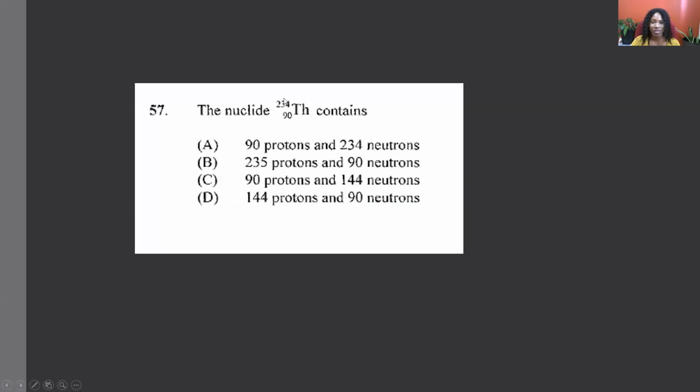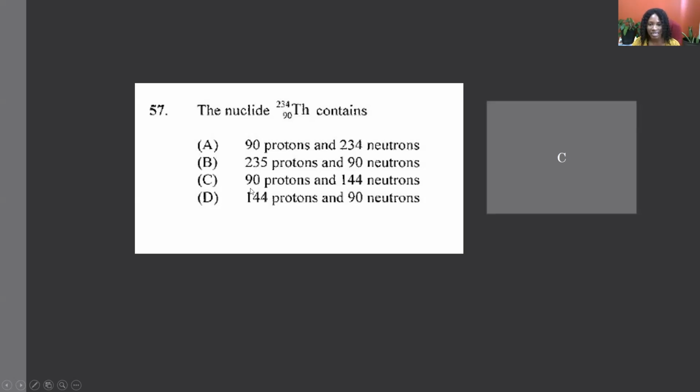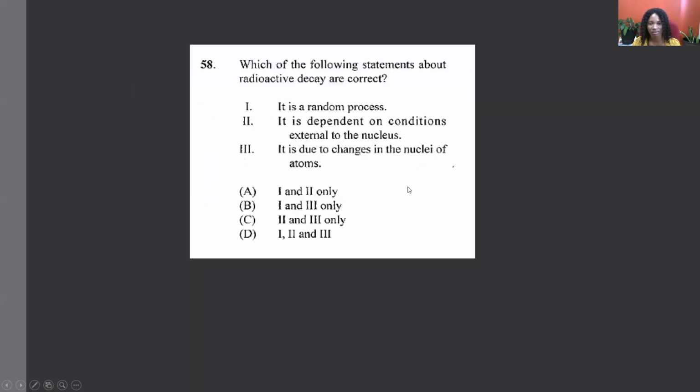All right, so nuclide representation, this question is going to be referring to that. It says the nuclide thorium-234, 90 contains, and it wants you to tell them how many protons and how many neutrons are there. Remember that the top number is our mass number and the bottom number is our proton number. And so in order to find how many neutrons are there, we would actually have to minus this proton number from the mass number, giving us the answer of C. 90 protons and 144 neutrons.